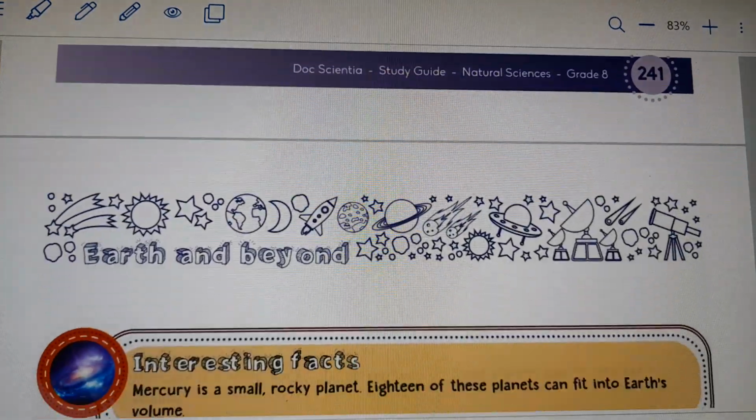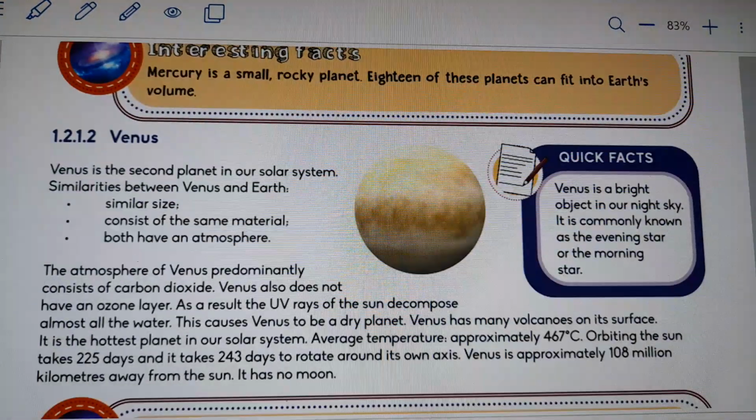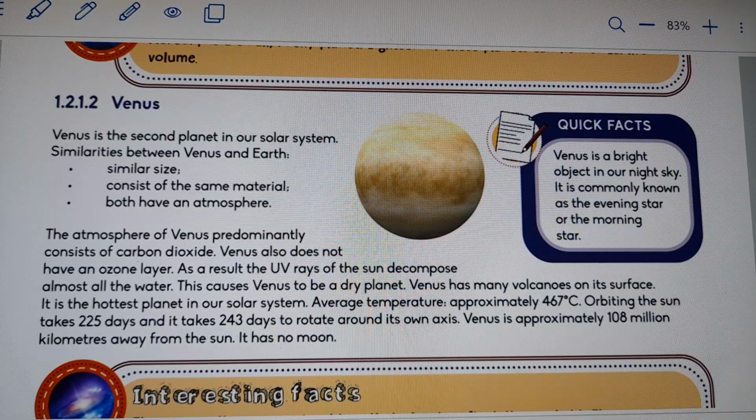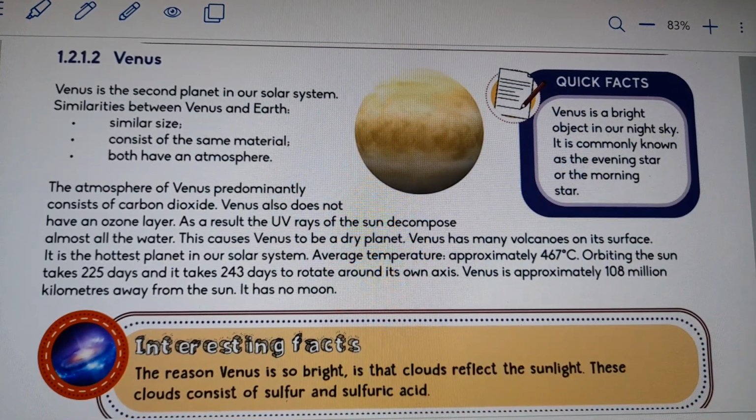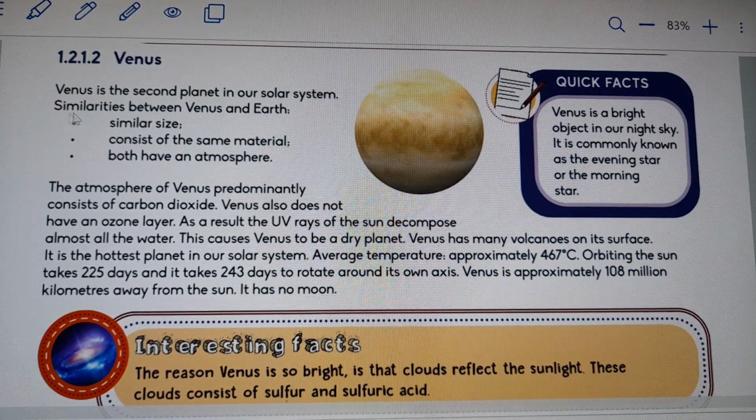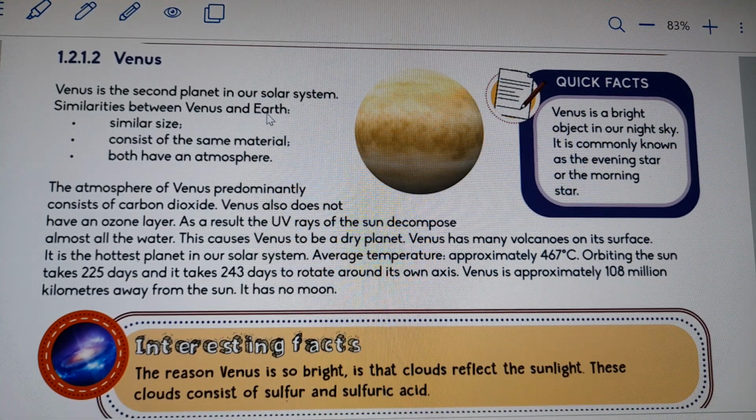We go to page 242. We just started with the first planet, which is Mercury. We go to planet number 2, which is Venus. Venus is the second planet in our solar system. Similarities between Venus and Earth: they have a similar size, they consist of the same material, and both have an atmosphere.